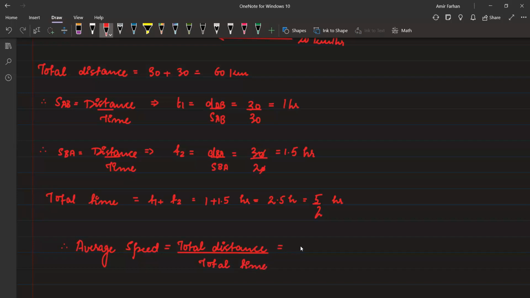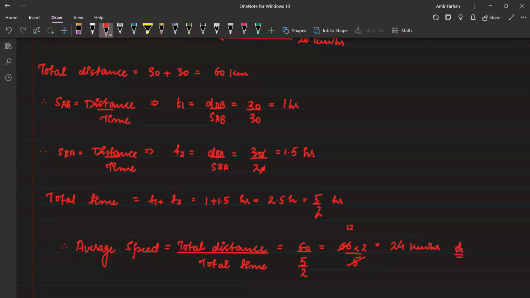This is coming out to be 60 divided by 5 by 2. So this 2 will go in the numerator because this is a double division. So 60 into 2 by 5. This will cancel 12 times, and 12 2s are 24 kilometer per hour, which will be your answer.